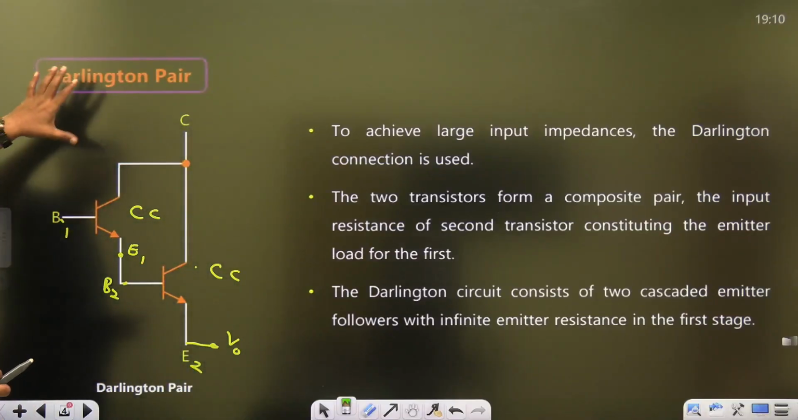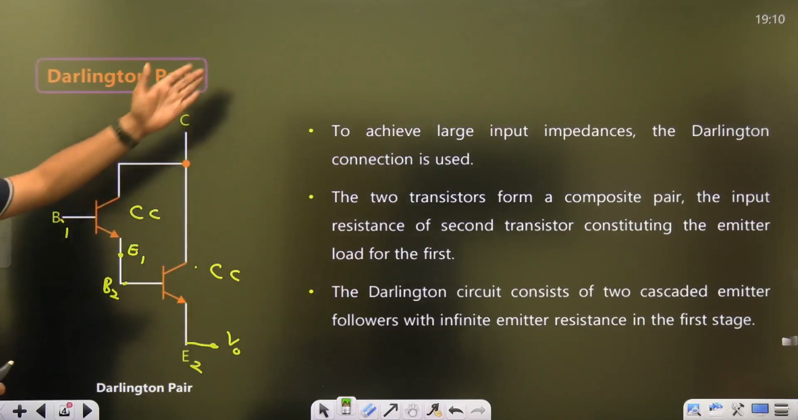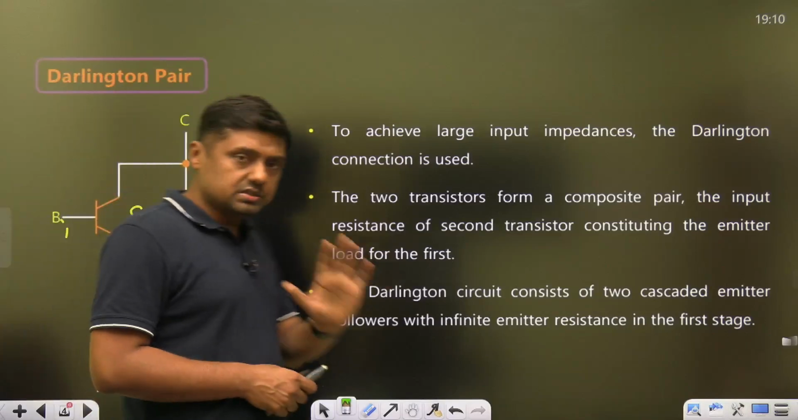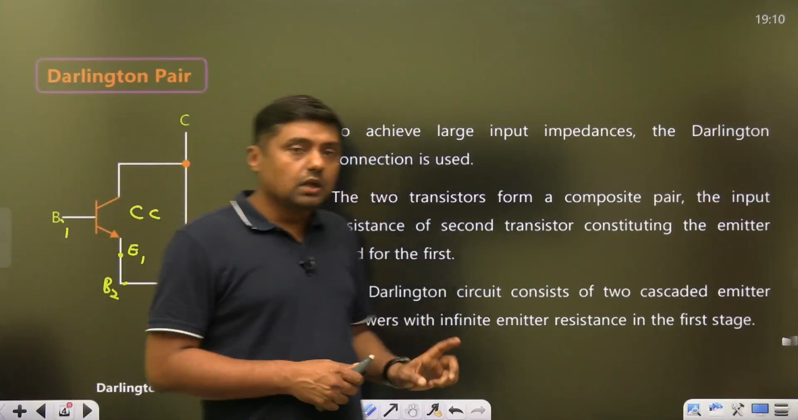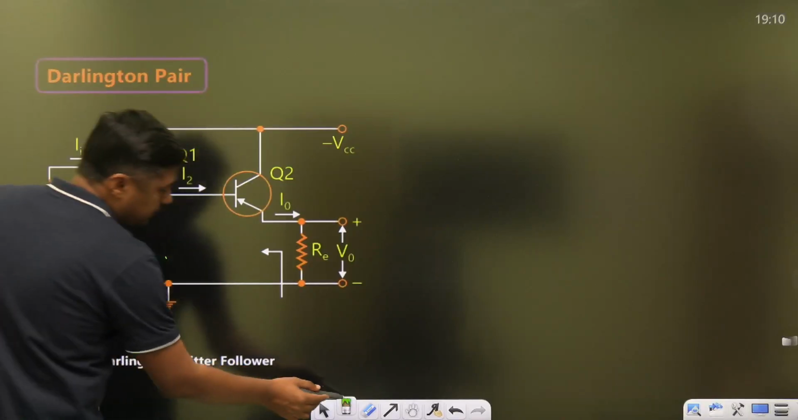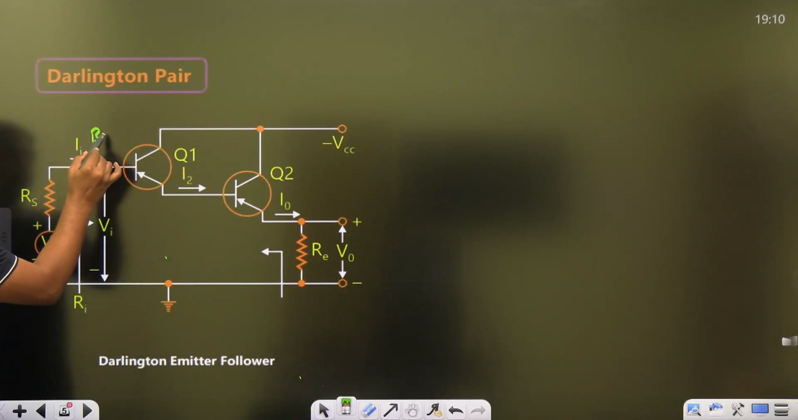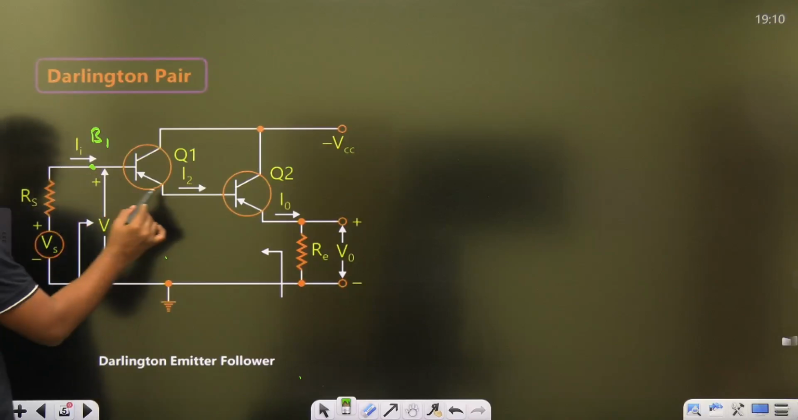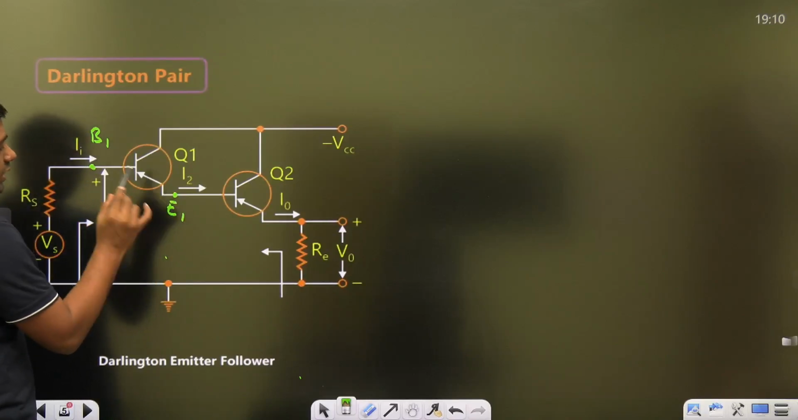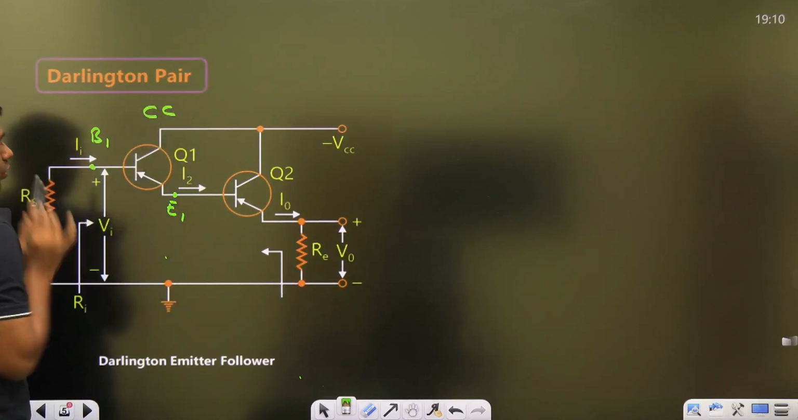Now guys, this is a Darlington pair where common collector is followed by common collector. These are the important points. At the end we will discuss all these points. Now what is common collector followed by common collector? Remember, whether it is NPN or PNP transistor, watch this. We are giving input to the base, we are getting output from the emitter, and that's why the first stage is common collector. Common collector is also called emitter follower.